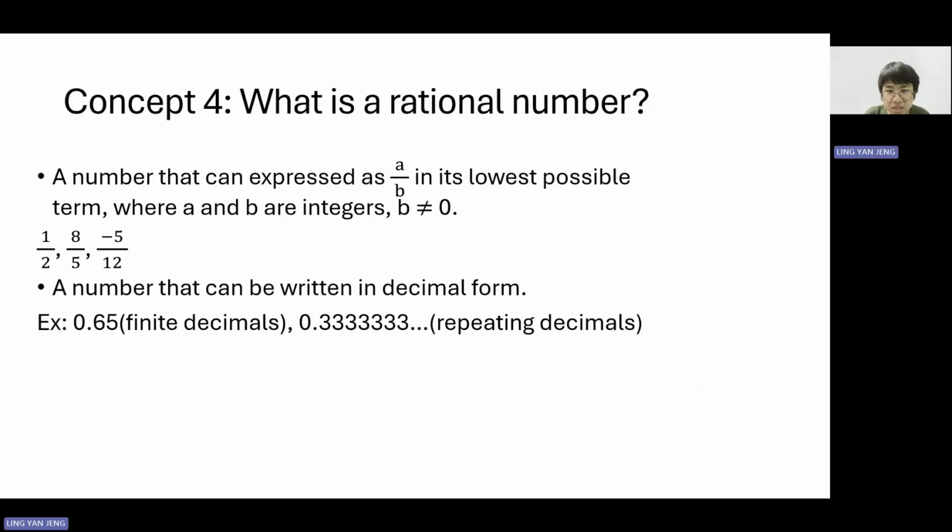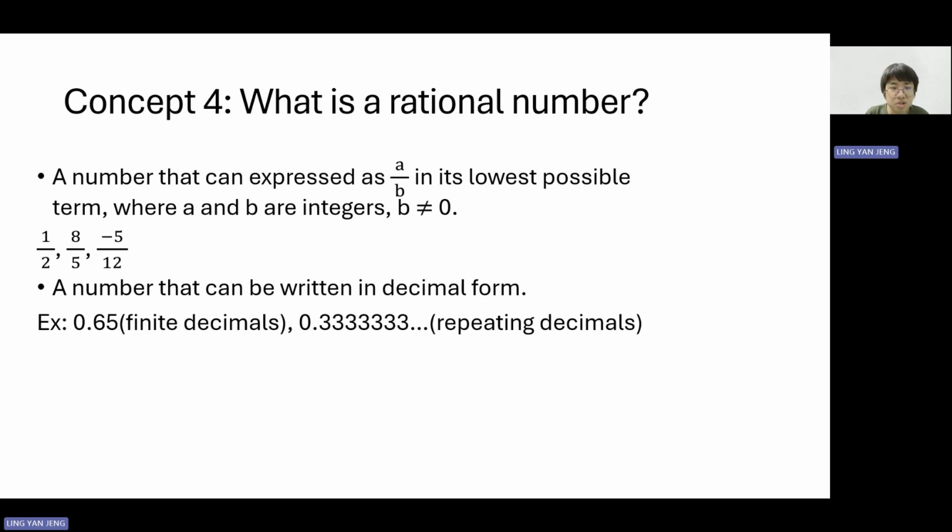So the last concept, but not least, is what is a rational number? Rational numbers must fit this condition: the number can be expressed as a over b in its lowest possible terms, where a and b are integers and b is not equal to 0. It's important: b is not equal to 0. So the rational numbers, the example is in the slide shown.